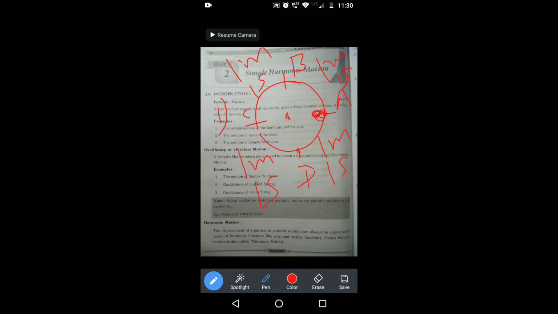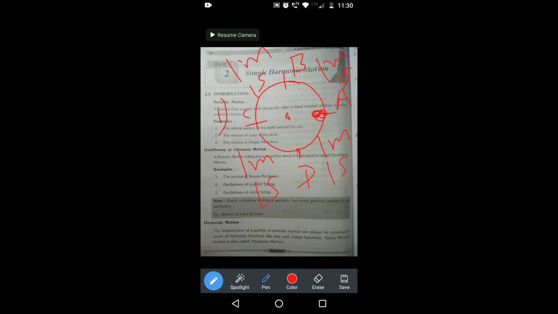A motion that repeats itself identically after a fixed interval of time. Fixed interval of time means same time. Now from A to B, 1 second, B to C, 1 second, C to D, 1 second, D to A, 1 second. A motion that repeats itself identically after a fixed interval of time is called periodic motion. Such types of motions are called periodic motion. Now the person is moving with the same time. Distance is the same as well as time. If the distance is the same and time is also the same, we call it periodic motion.